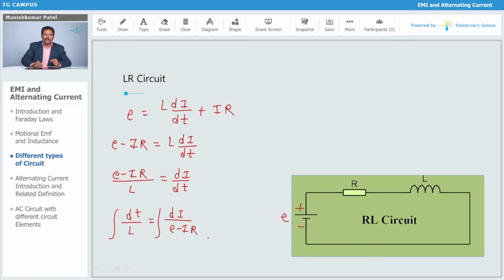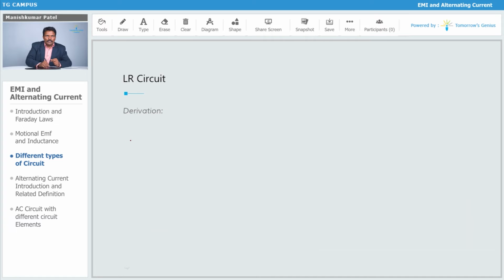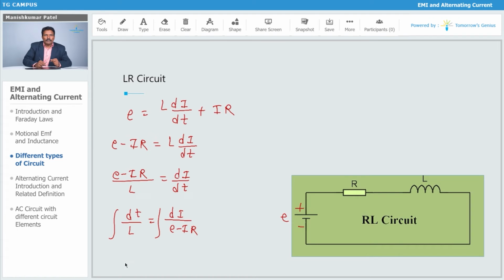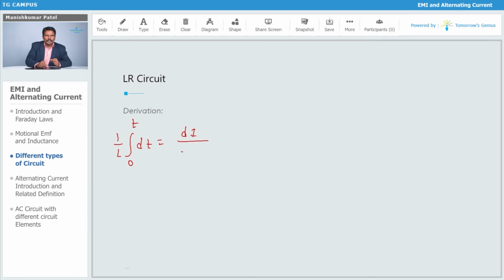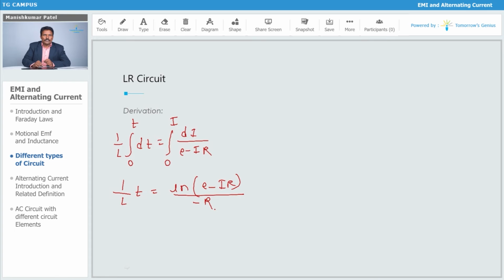After that, we take the integration on both sides. So we get 1 by L times the integral of dt from 0 to t, and the integral of di upon E minus IR from 0 to I. So 1 by L times t equals ln of E minus IR, with a factor of minus R, from 0 to I. Now we put in the lower and upper limits.